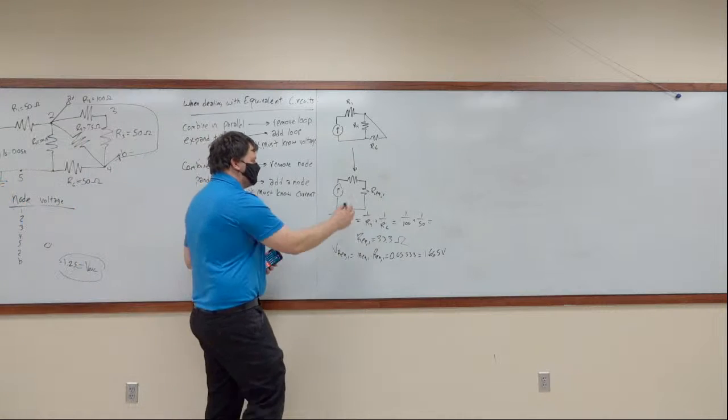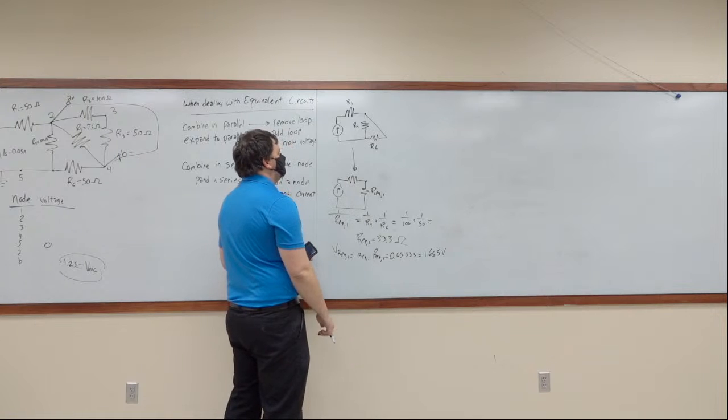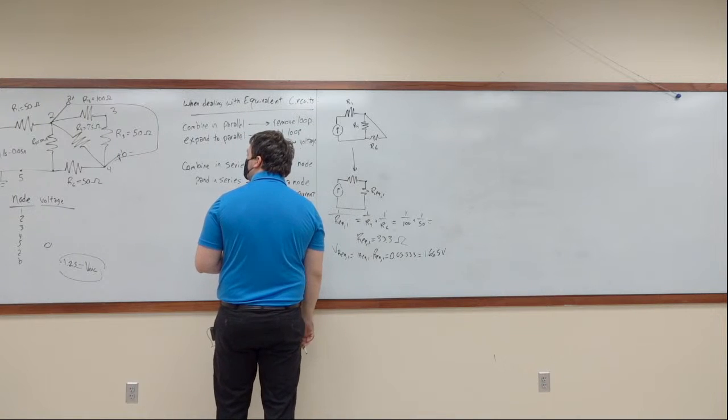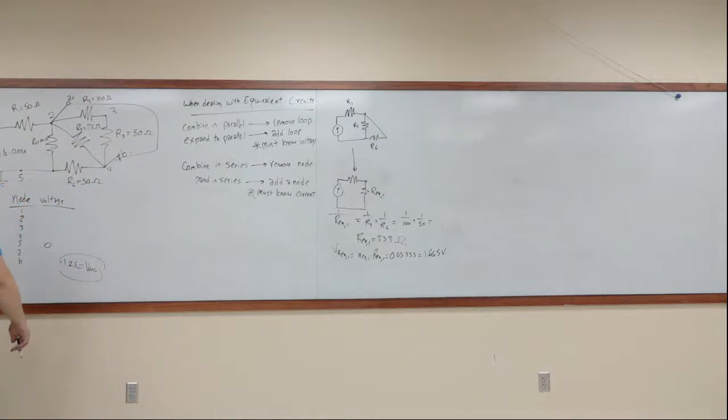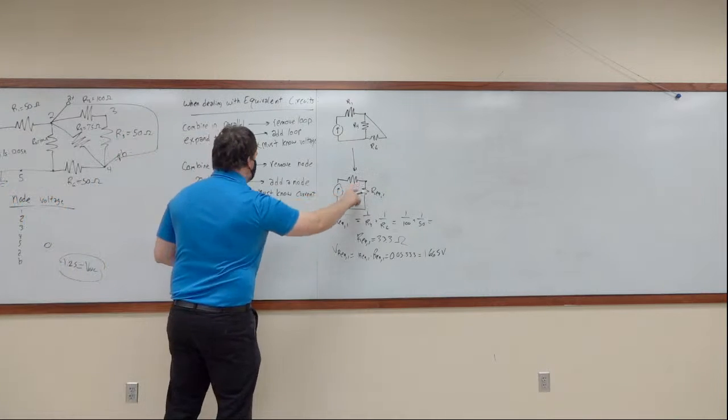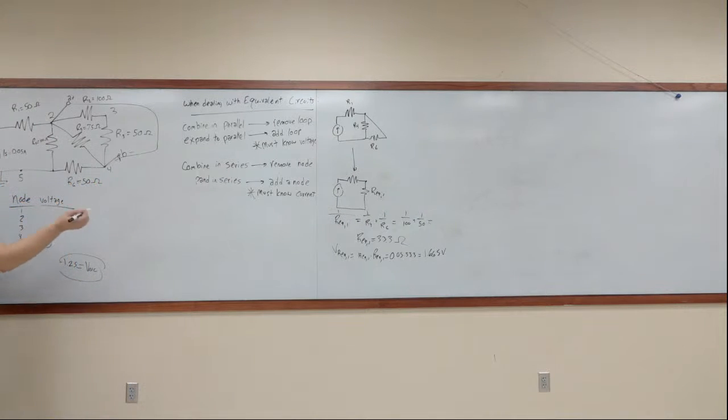Calculating VREQ1, what is this node right here? That's node 2, right? Probably. Yeah, that's 2, right? So that means it's 1.665 volts. That also means that 3 and 4 are both 1.665 volts, because they're all at the same voltage. That's nice.